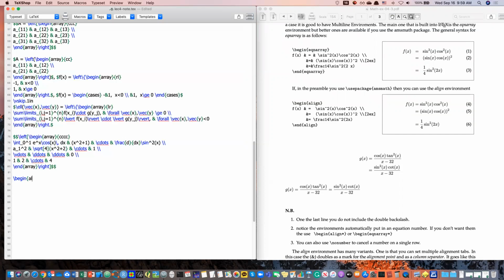Let me say align. Okay. Now, f of g of x is equal to cosine x times tangent square x, but this is actually the rational function, right? So cosine x times tangent square is the numerator, so I put that in the first argument of the frac syntax, okay? And the denominator x minus 32 goes inside right here.